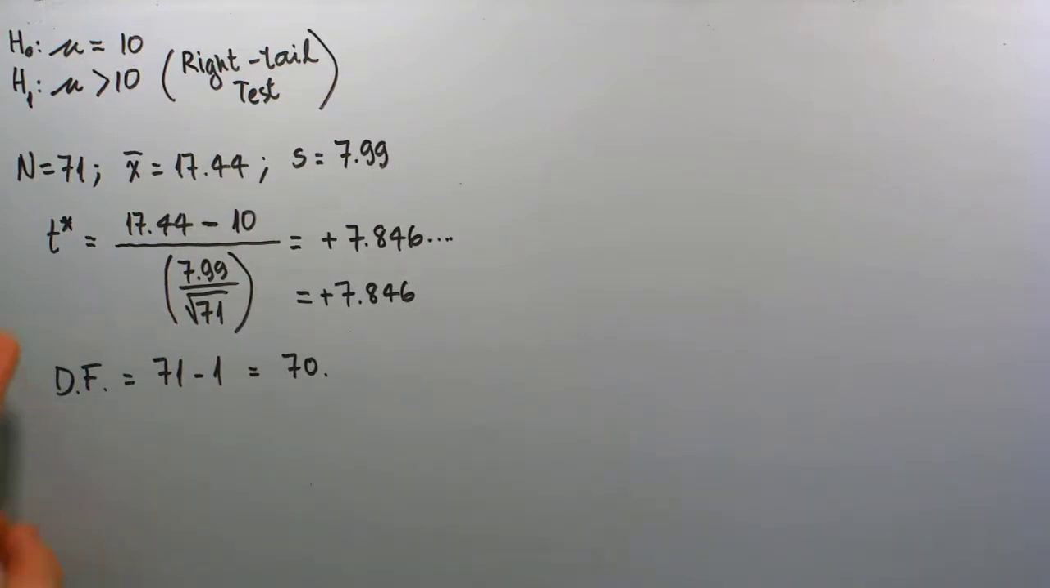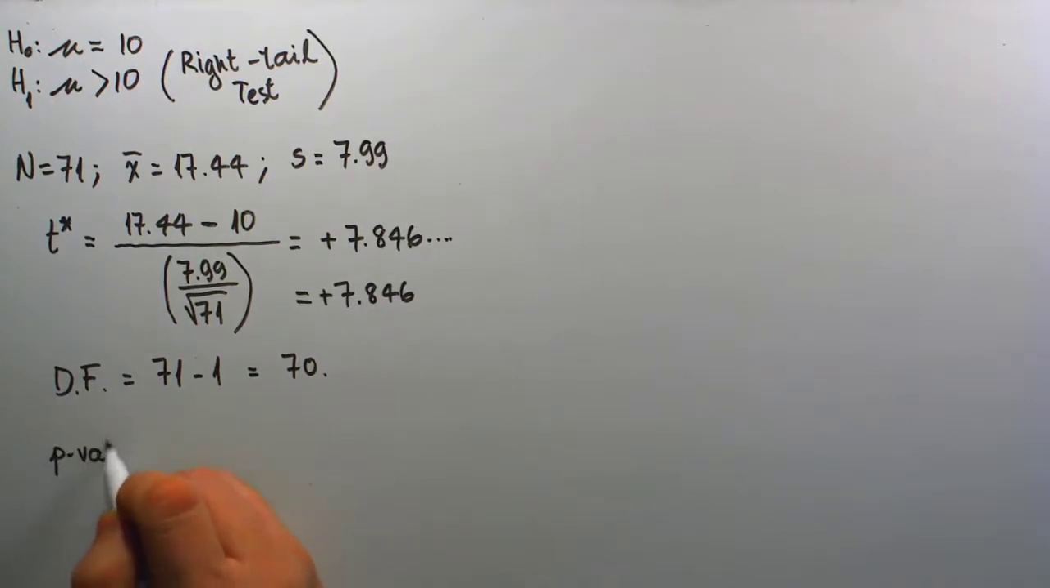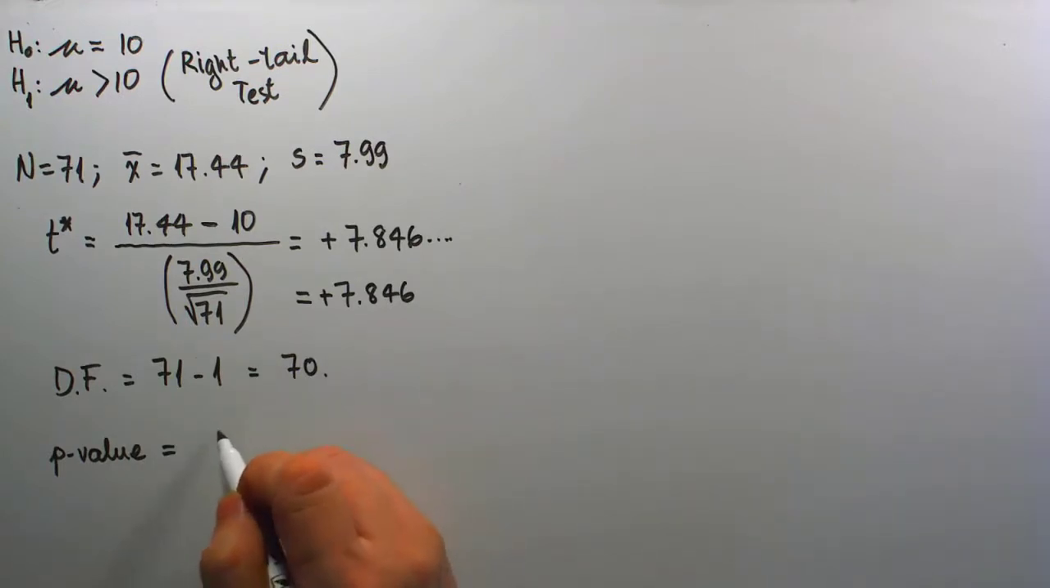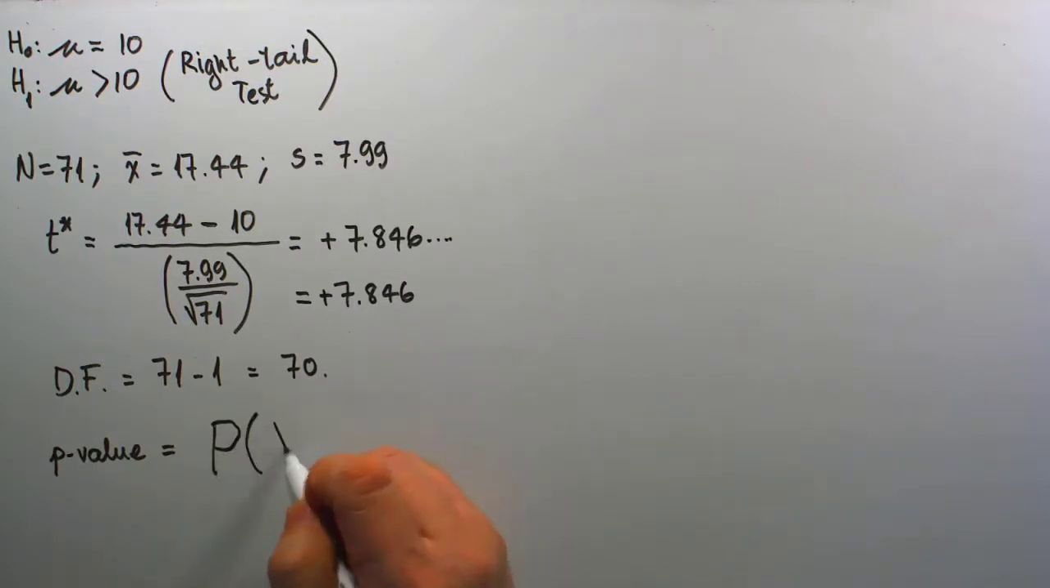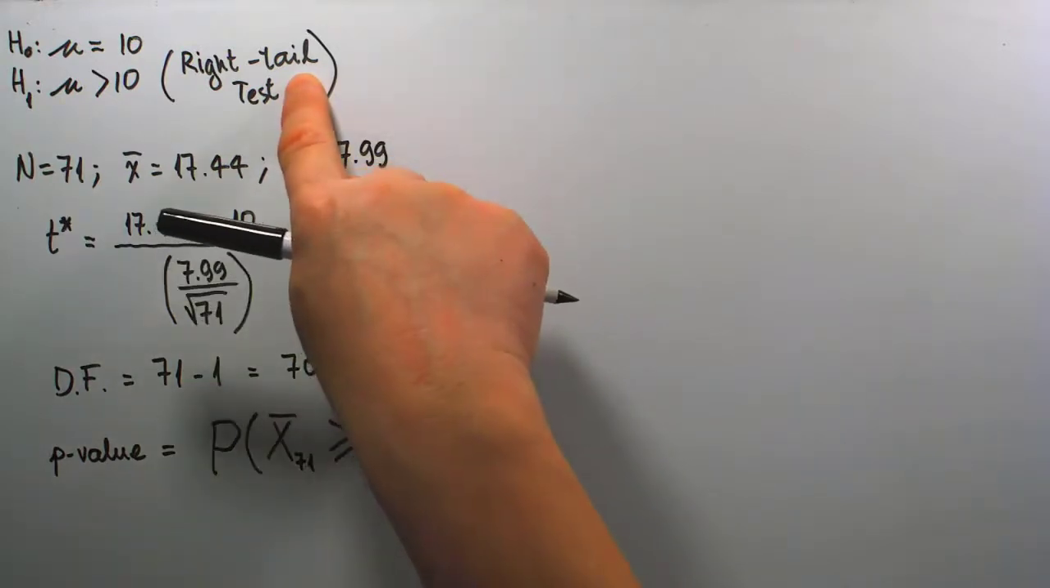And so now the next step to help decide whether we have strong evidence for this test to support H1 is to calculate the p-value. As a setup, our p-value here is calculated as the probability where, among all sample mean values at size 71, we can find a sample mean whose value is greater than or equal. So let me take a quick pause here. The test we have decided on here is a right tail test.